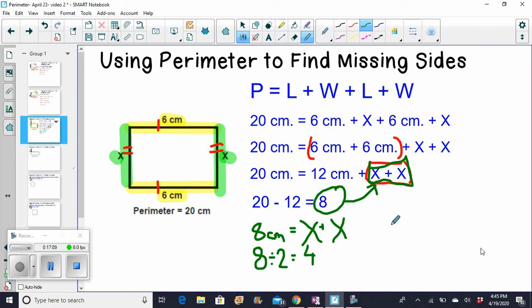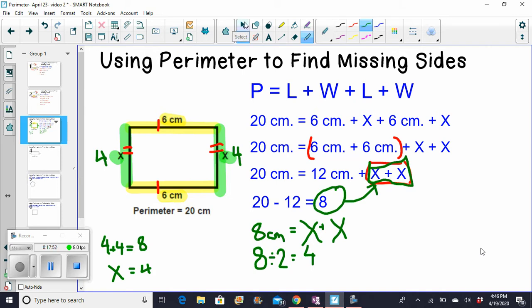Thus, 4, I'm going to go right over here. 4 plus 4 is going to equal that 8, right? So, x equals 4. If you don't believe me, let's go ahead and label this 4 here and this 4 here. Okay, let's check the perimeter. We know it's supposed to be 20. 6 plus 4, 10. Plus another 6, 16. Plus another 4 is 20.